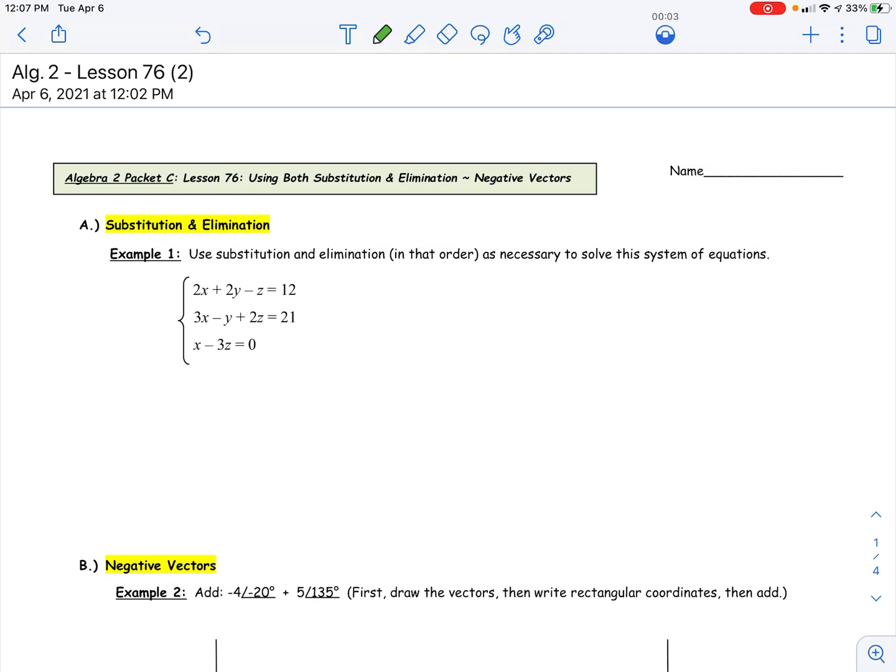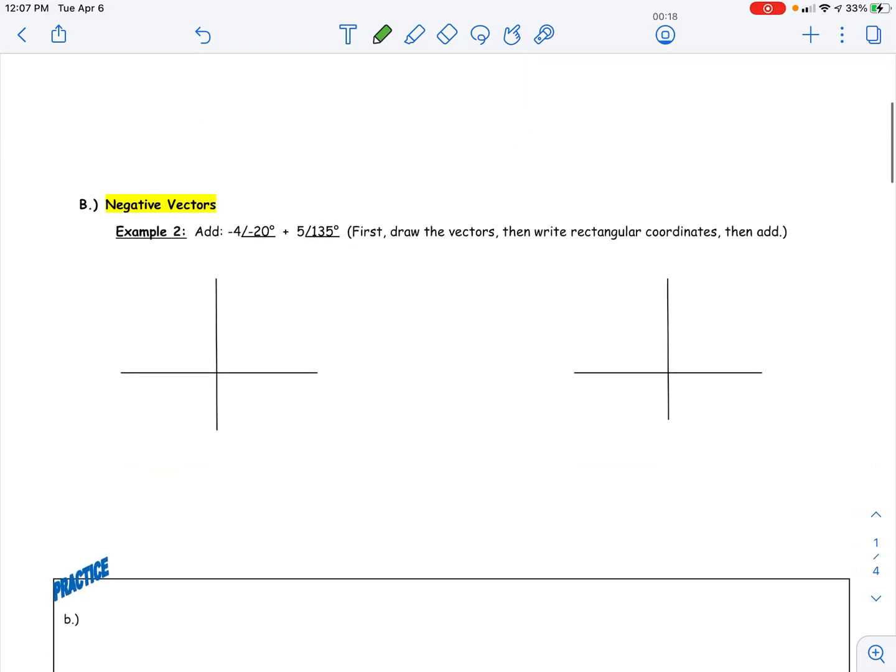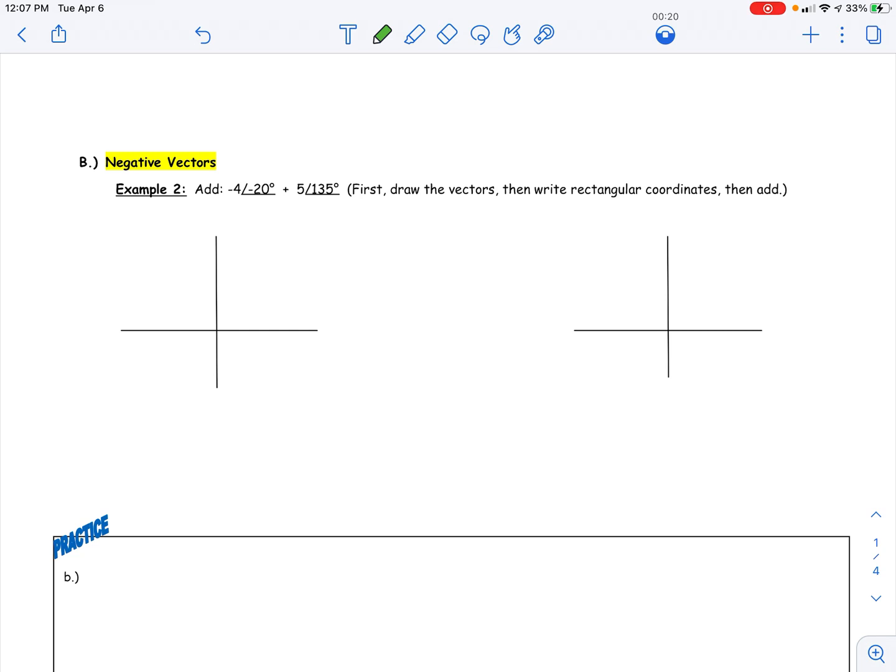Okay, everybody, back to lesson 76. We're going to go ahead and talk about the second part of today's lesson, which involves negative vectors. All right, so let's just refresh our memories. We know that a vector is a quantity that has both a magnitude and a direction. And I'll just point this out as we go along.